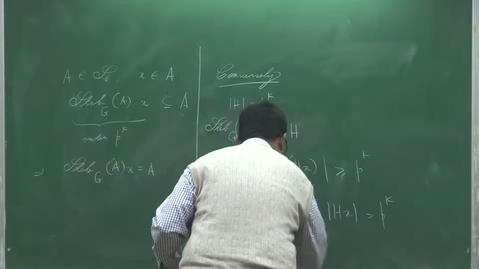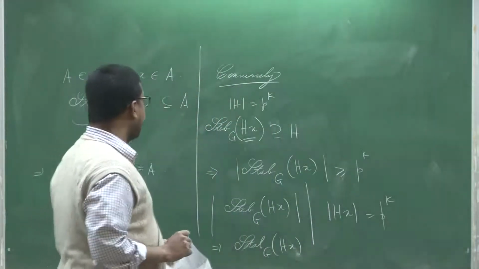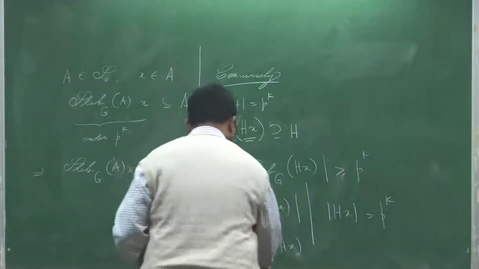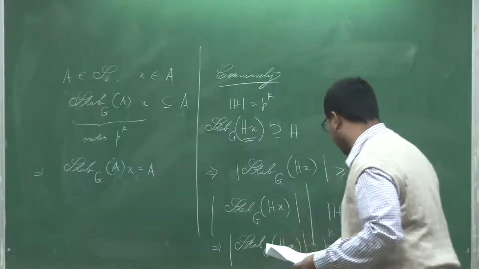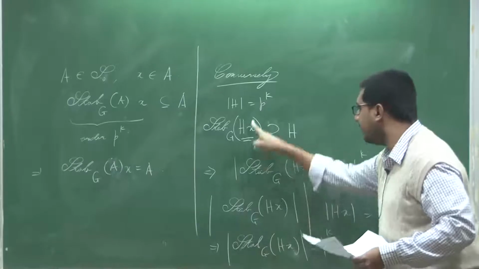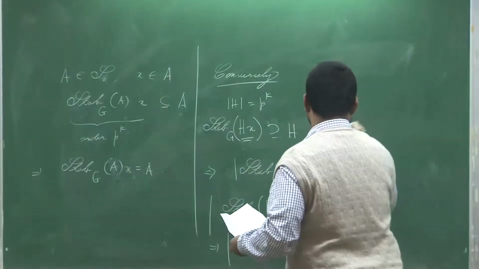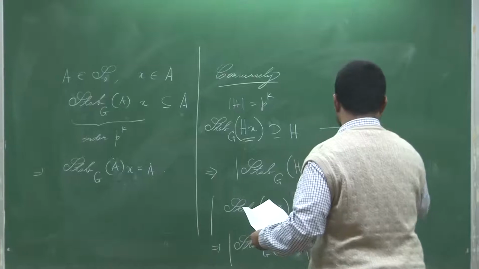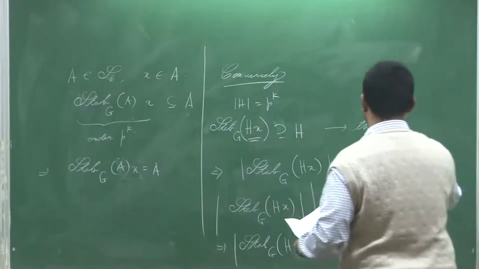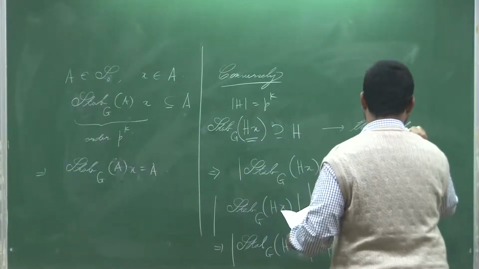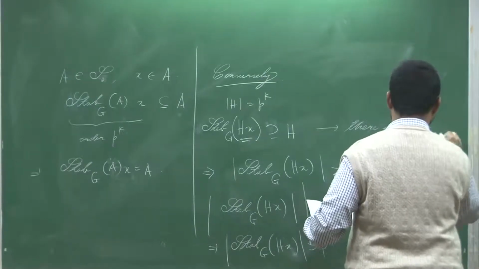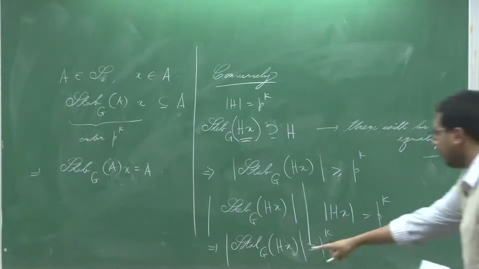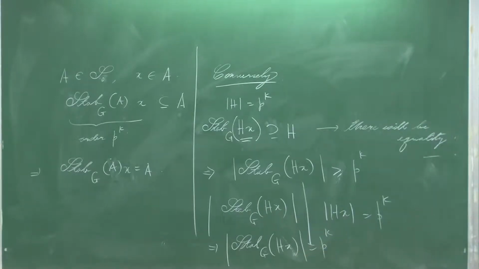the stabilizer of Hx has order p to the power k, and H also has order p to the power k. Therefore, the stabilizer will be equal to H. So there will be equality, but the important part is that this is a subset of order p to the power k whose stabilizer also has order p to the power k. So, therefore, this lies in S.